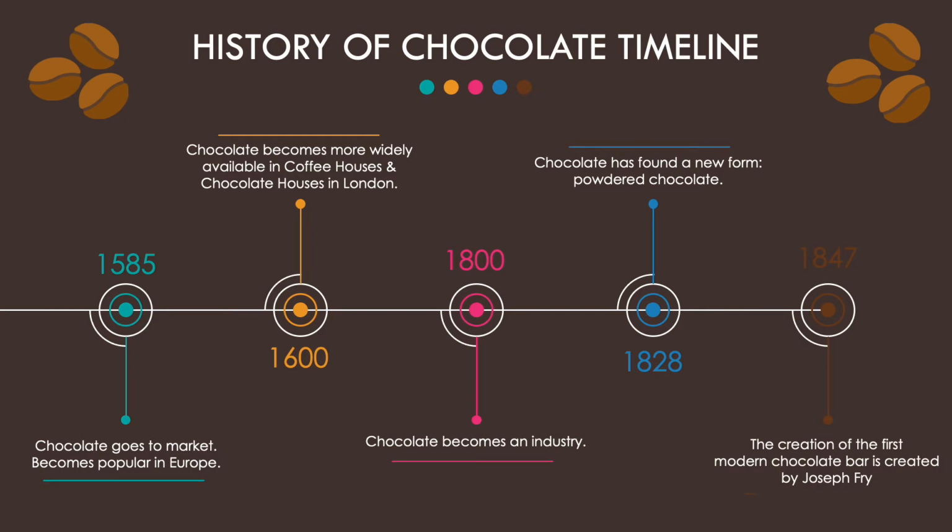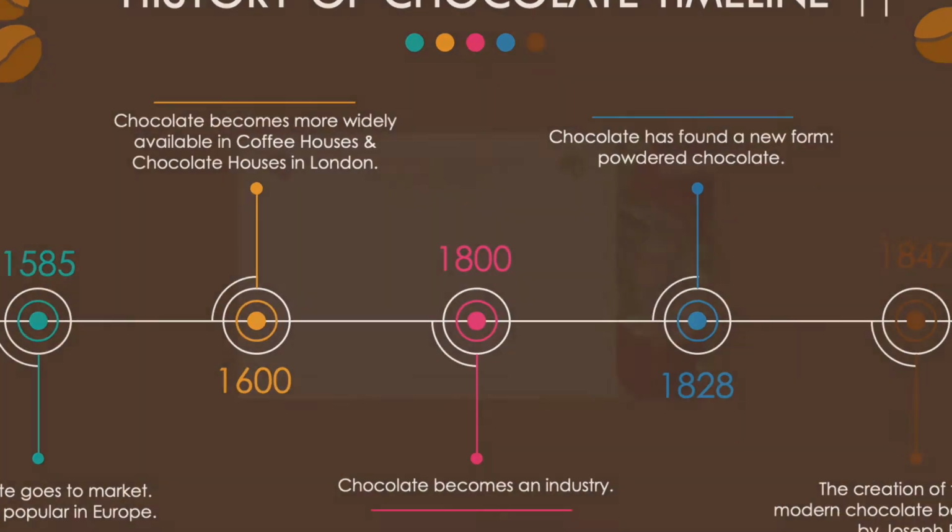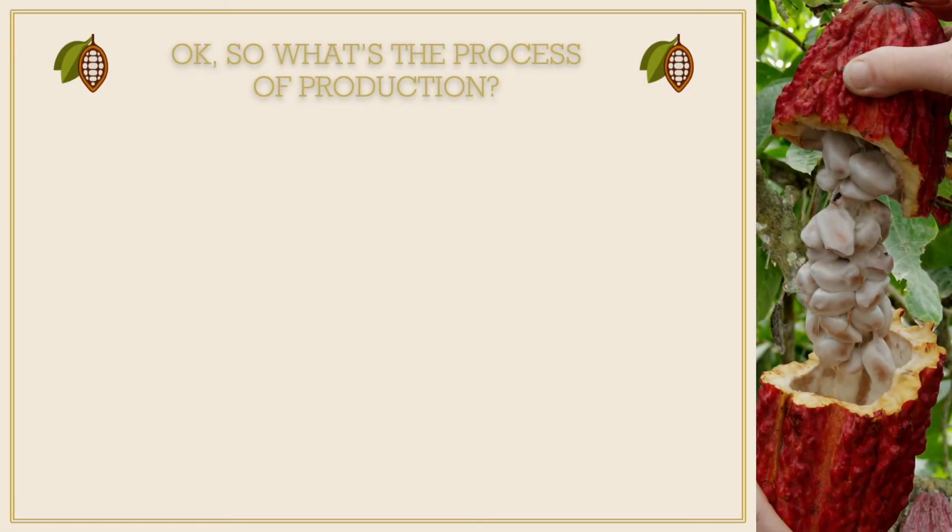1846. The creation of the first modern chocolate bar by Joseph Fry. From then on, chocolate had evolved and adapted to what we now see today. Okay, so what's the process of production?